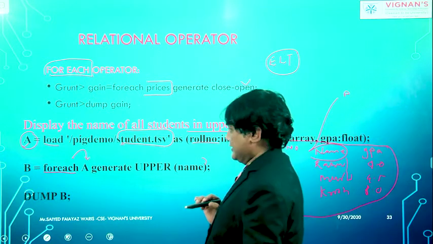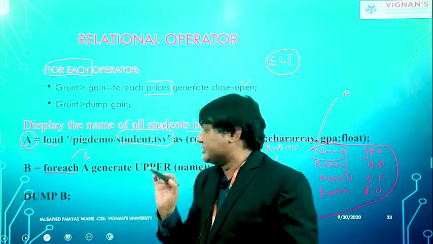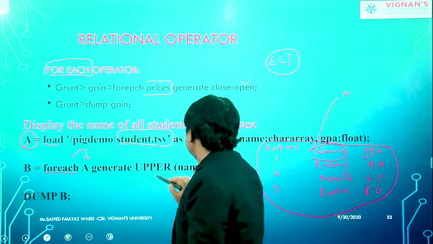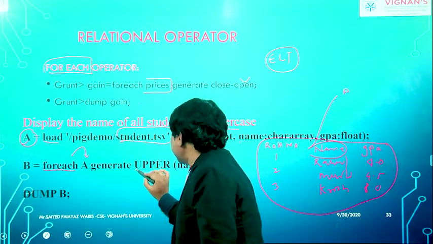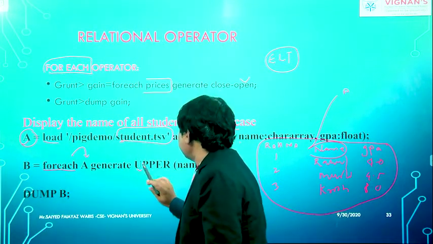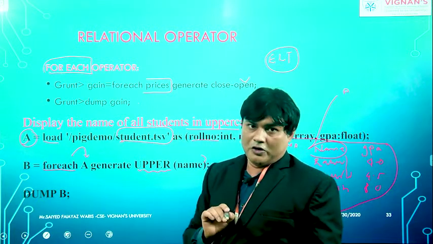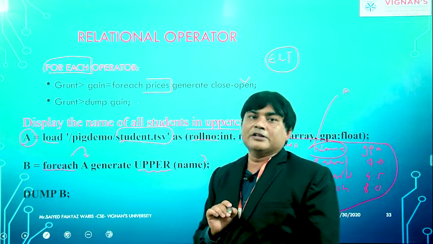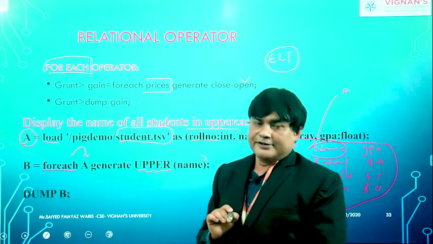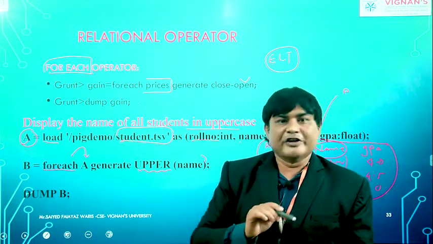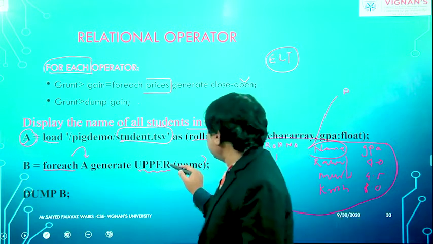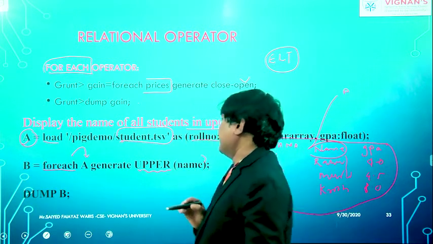these operators. FOREACH means what? For each row, GENERATE UPPER. See, UPPER is the name of my function, because Pig also has inbuilt functions. Pig also has user defined functions. So what is UPPER? UPPER is the name of the function.